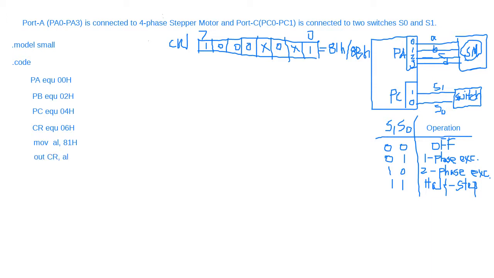Now it's the beginning of the program. Start, because we have to make the loop again and again. The control here is based on the switches, the switch condition. We have to read the switch first. So IN AL comma switches. Switches are connected to port C. So IN AL comma port C.